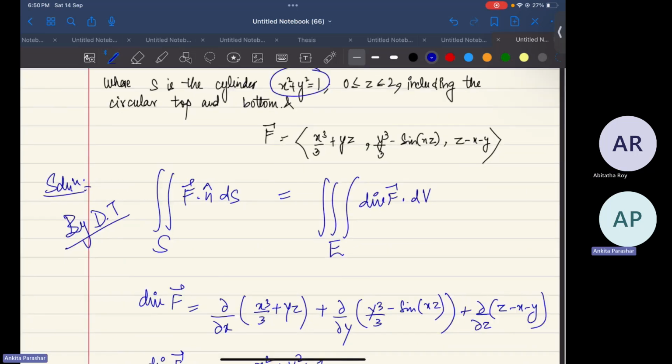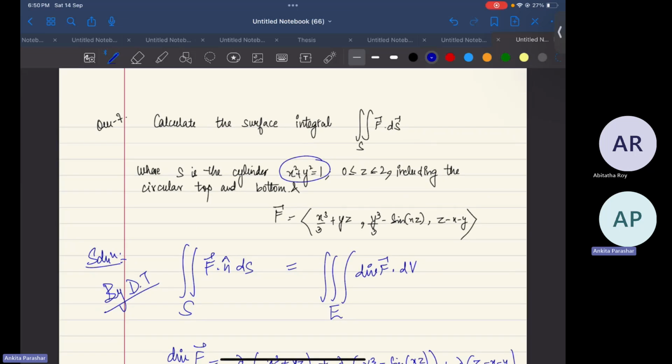So we got the surface integral very easily by applying the divergence theorem, by going to the divergence of f and finding the volume.